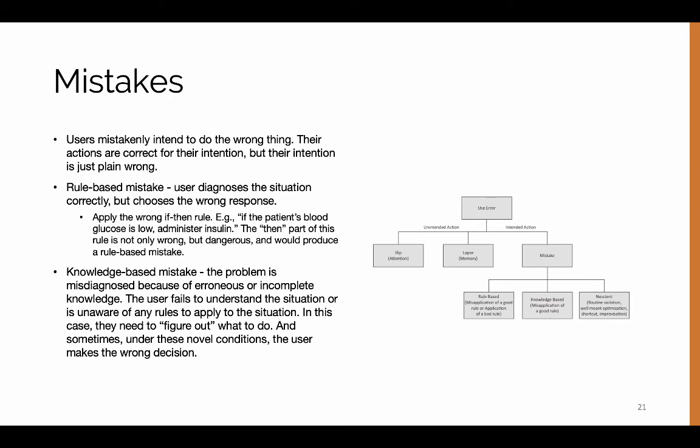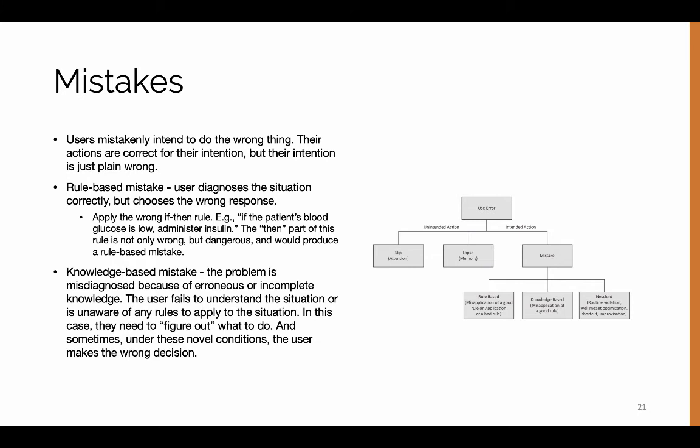Now let's talk about mistakes. Those first things were unintended actions. Sometimes we do exactly what we intended to do. It's just that what we intended to do was wrong. That's an example of a mistake. There are a couple different kinds, rule-based and knowledge-based. A rule-based mistake is when they apply the wrong if-then rule.